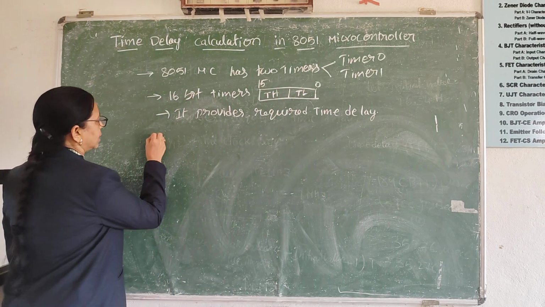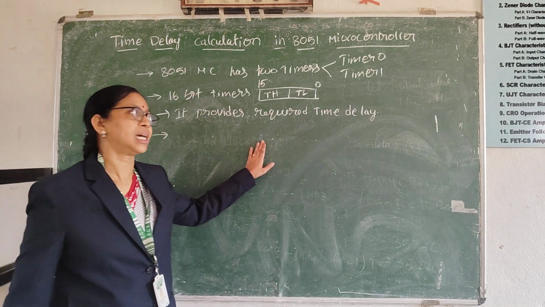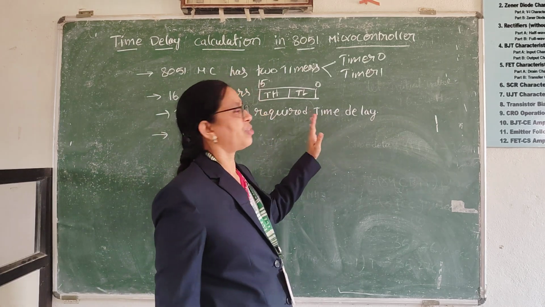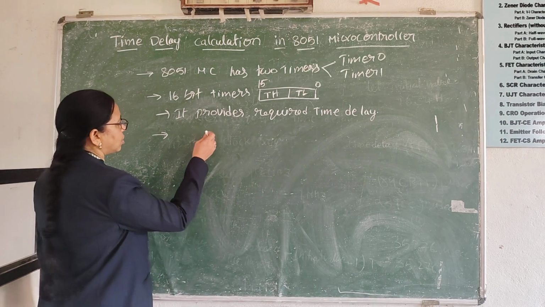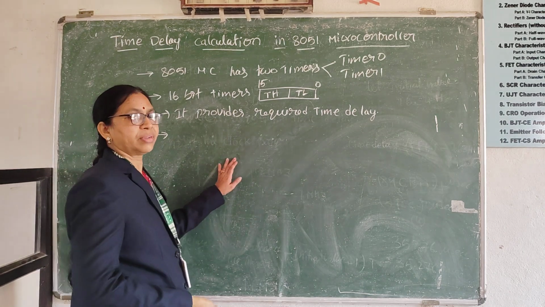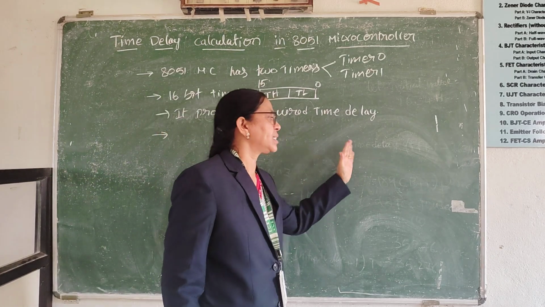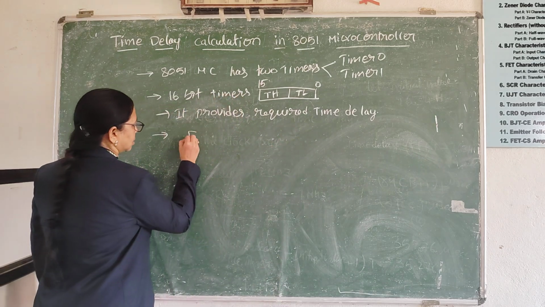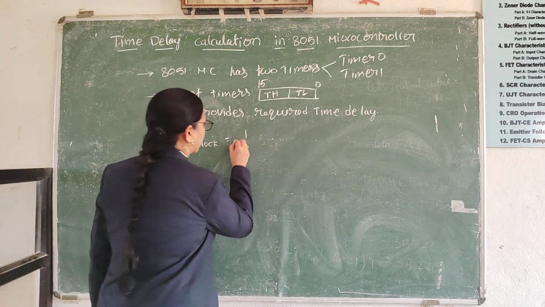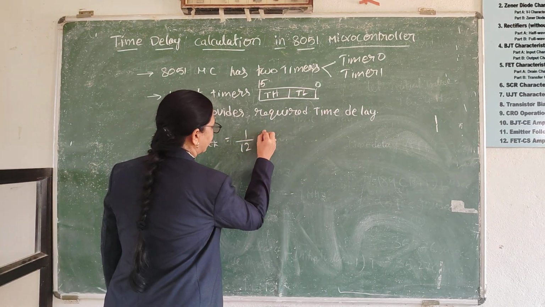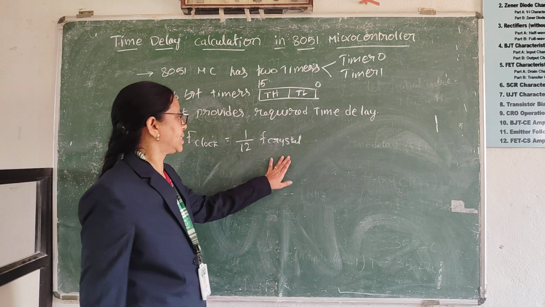For providing the required time delay, these timers use the crystal frequency of the 8051 microcontroller. The clock frequency is 1/12 of the crystal frequency.